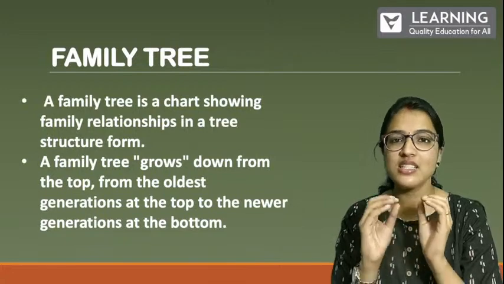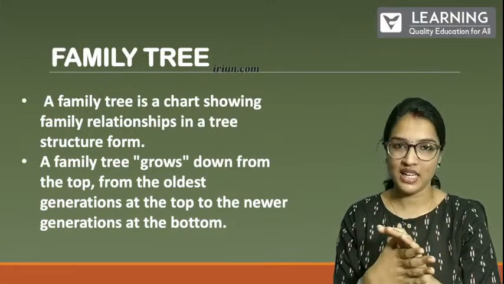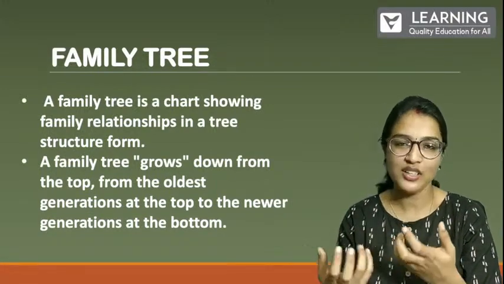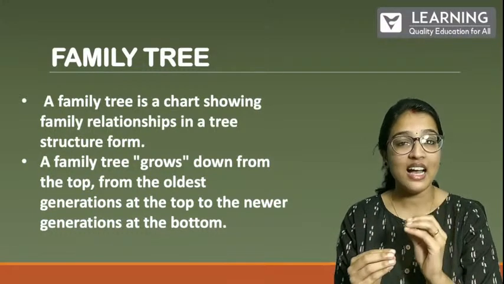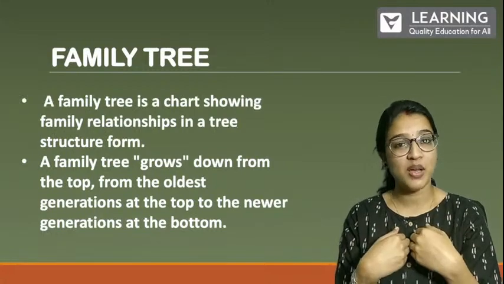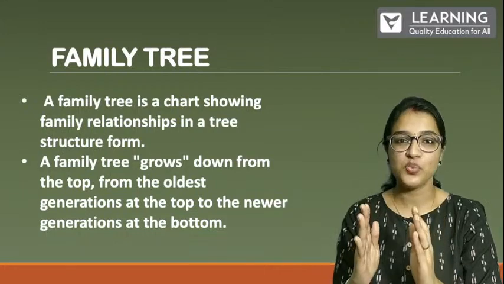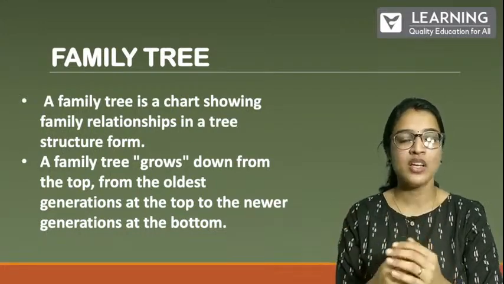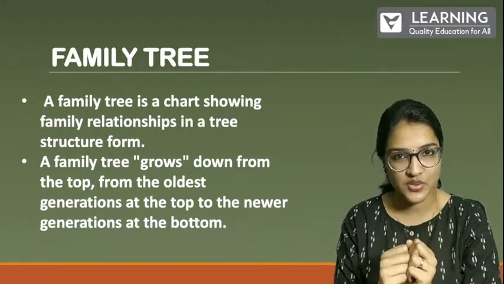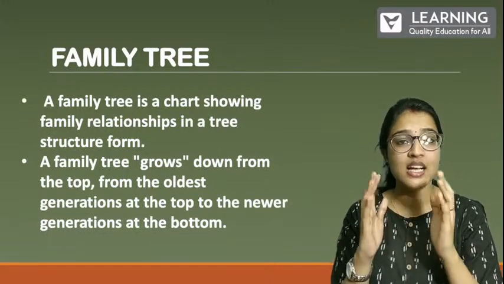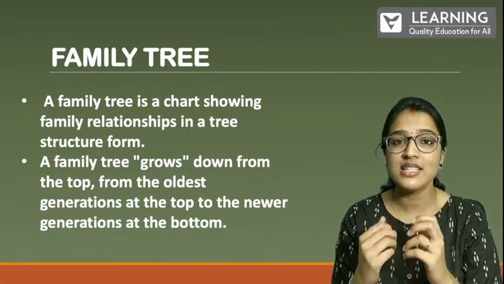So a family tree is simply a pictorial representation of our family. We can call it a chart or a pictorial representation of our family. And in that, we will represent our family members as fruits on the tree or flowers on the tree. So that is what a family tree means. Now we have to know how we place these family members on the tree. We have to place family members on the tree according to a rule. So what is that rule?